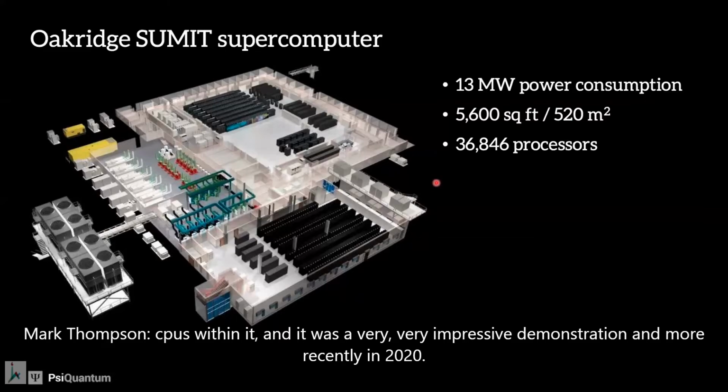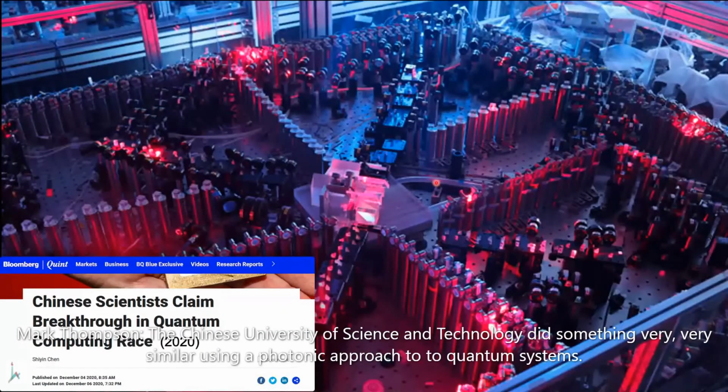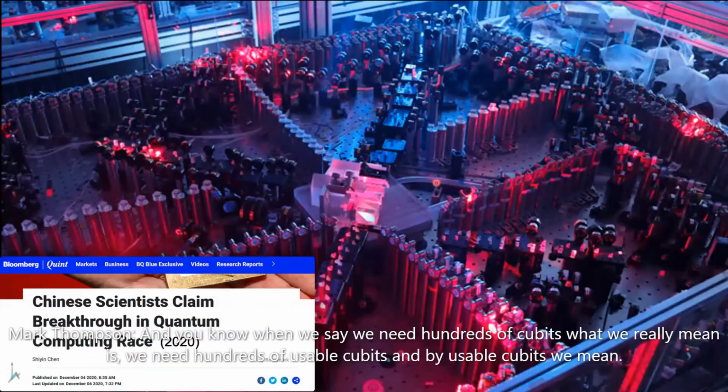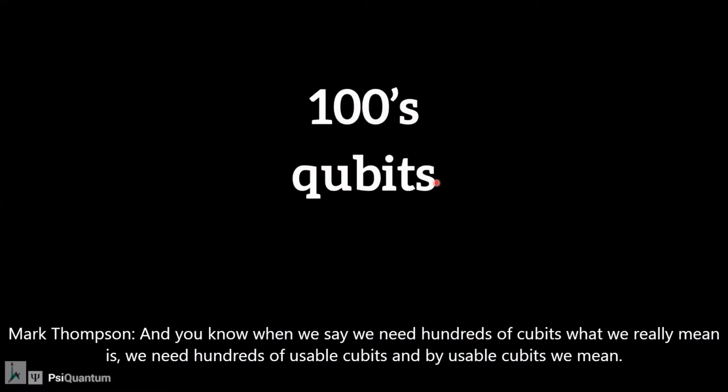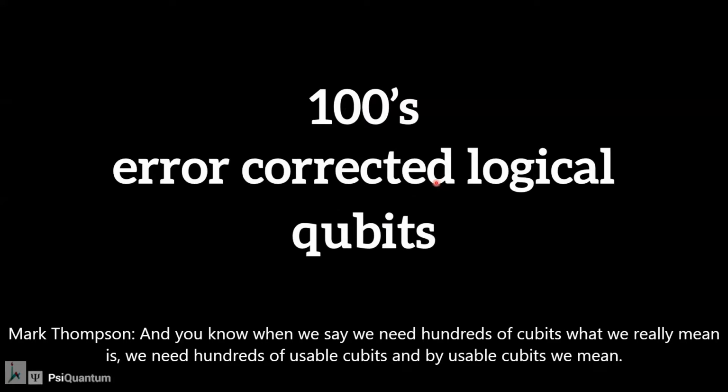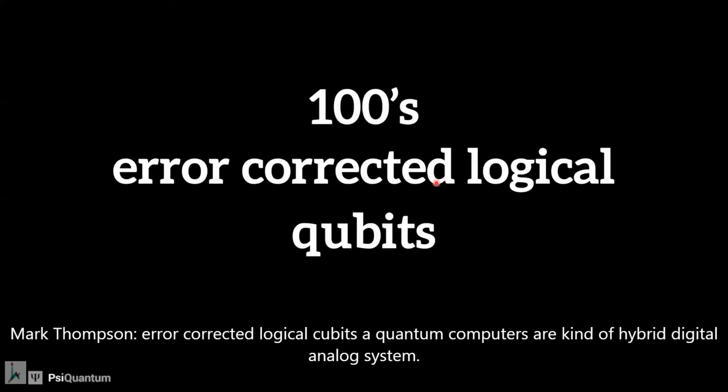And more recently in 2020, the Chinese University of Science and Technology did something very, very similar using a photonic approach to quantum systems. And with both of these systems, although they do move into this regime of quantum supremacy, they don't really do anything useful. These are really benchmarking applications. And when we say we need hundreds of qubits, what we really mean is we need hundreds of usable qubits. And by usable qubits, we mean error-corrected logical qubits.